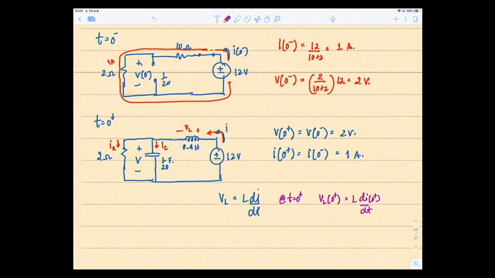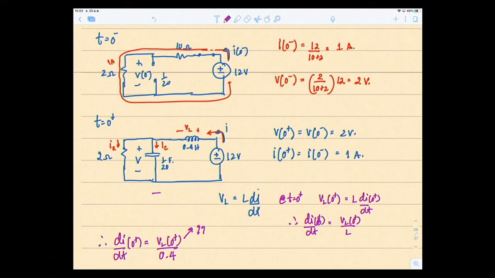So therefore, my di/dt at t equal to 0, the one that I want, is simply VL at 0 plus divided by L. Or in another word, di/dt at 0 plus is equal to VL at 0 plus divided by 0.4 Henry. The question is then, how to find VL at t equal to 0?